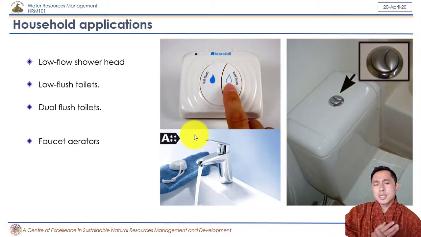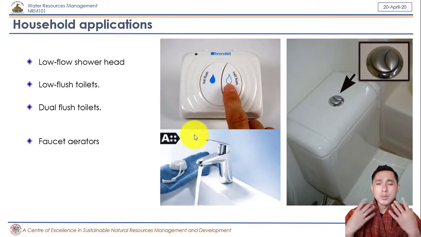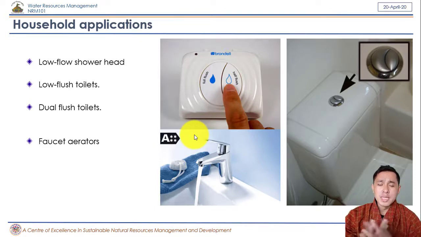The techniques and strategies can be taken into different levels. One at the household level, meaning the individual level, one at the social or the community level, one at the commercial level, one at the agricultural level, and so on. So let us look at the household applications.